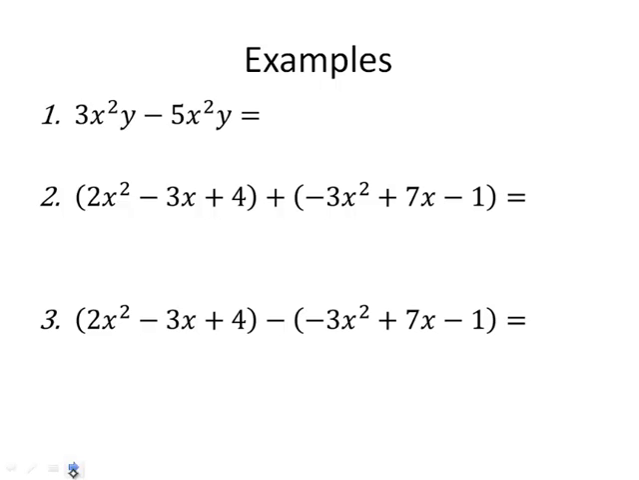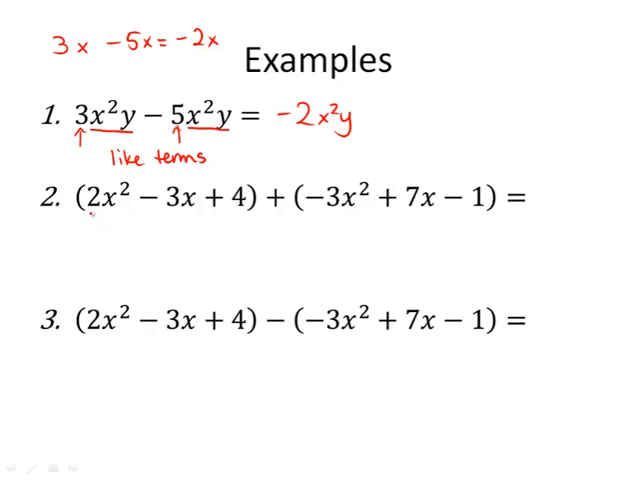In the first example, we have 3x squared y minus 5x squared y. The variable combinations are the same. However, the coefficients of these two terms are different. So these are like terms. They can be combined. Just like in the past you have combined 3x minus 5x to be negative 2x, you can now combine 3x squared y minus 5x squared y to be negative 2x squared y.